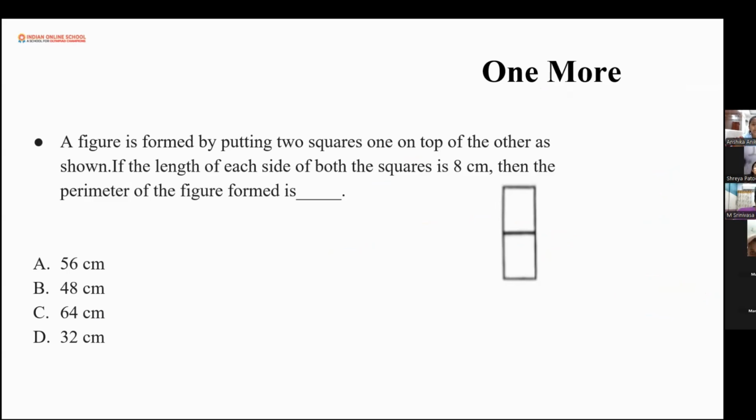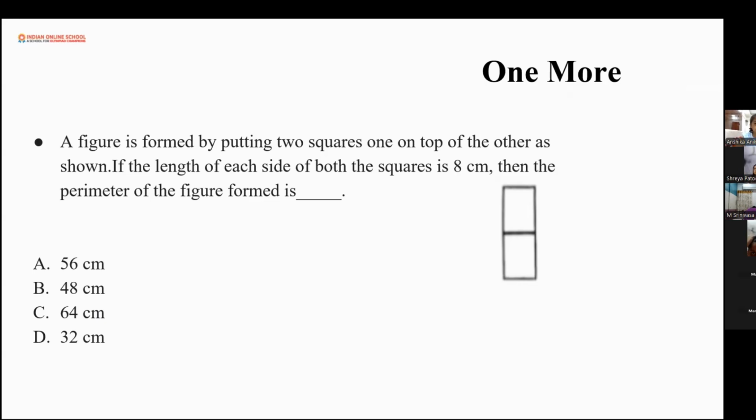Smaya, I would like you to answer this one. Ma'am, can you give me a minute to think? Yeah, sure. You take your time. 56 centimeters. I think it's 56. How?